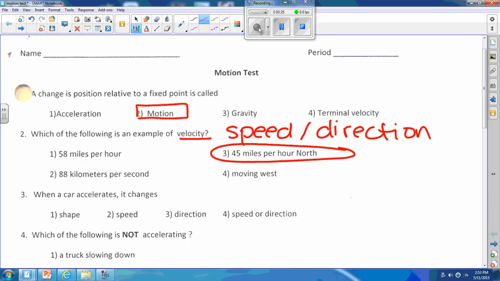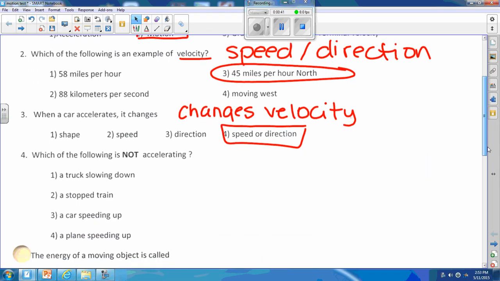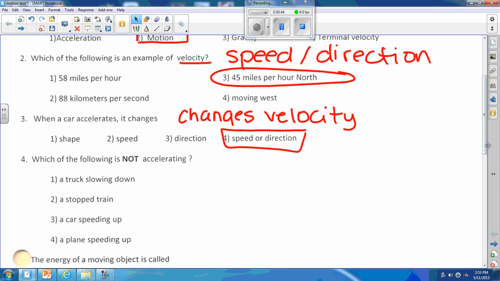Number 3, when a car accelerates, it's changing velocity. Accelerate means to change velocity. So if it's changing velocity, it's changing either its speed or its direction. Which of the following is not accelerating? So we want to know which one's not changing its velocity. A truck slowing down, yes, you're changing velocity. A stopped train, it's doing nothing. A car speeding up or a plane speeding up.